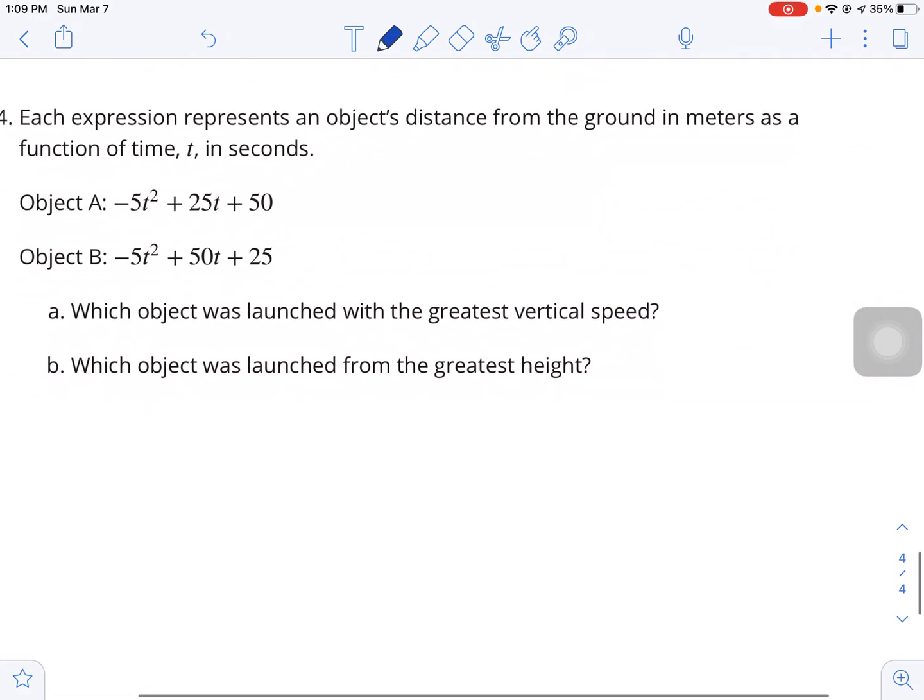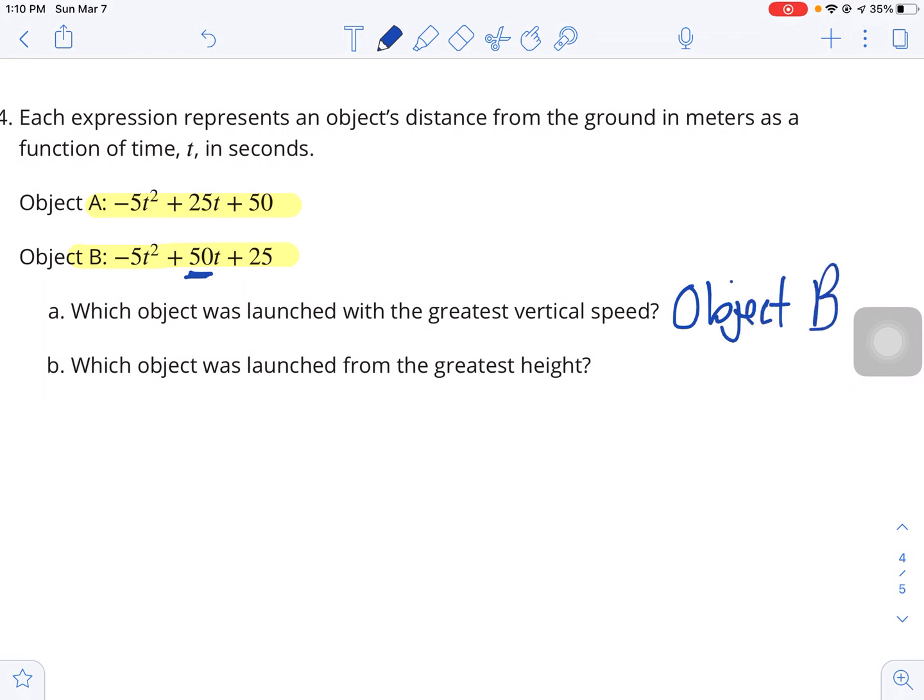Number 4, each expression represents an object's distance from the ground in meters as a function of time t in seconds. So we have object A with this equation and object B with this equation. And for letter A it says which object was launched with the greatest vertical speed. Remember, this is our initial velocity. So object B would be the one that was launched with the greatest vertical speed.